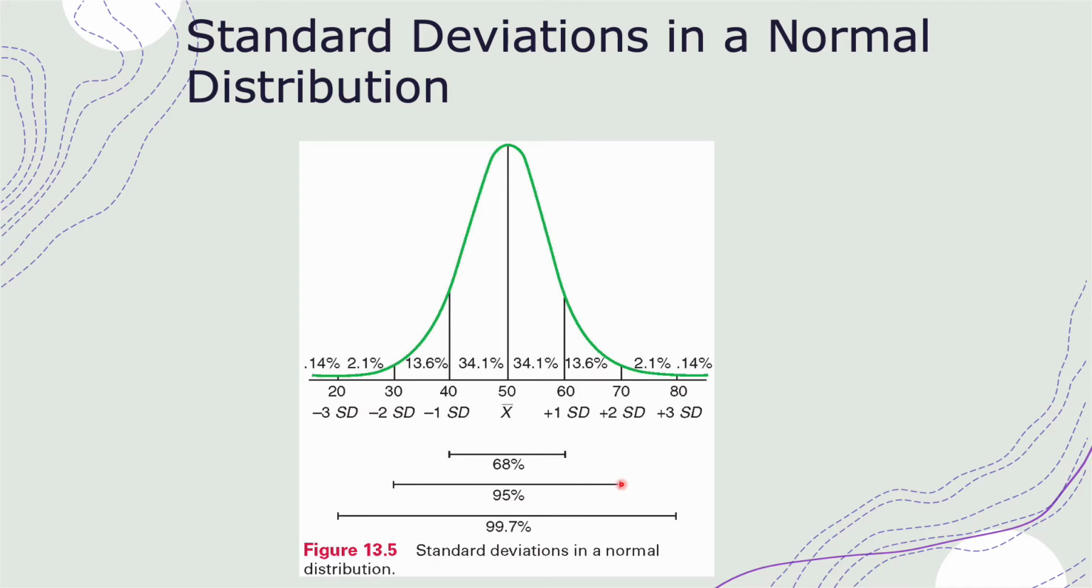95% are within 2 standard deviations. You see the plus 2 and the minus 2, and you add all these percentages together: 13.6, 34.1, 34.1, and 13.6. And 99.7% are within 3 standard deviations, minus 3 and plus 3. And again, you would add everything together.